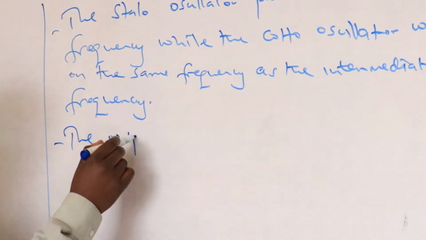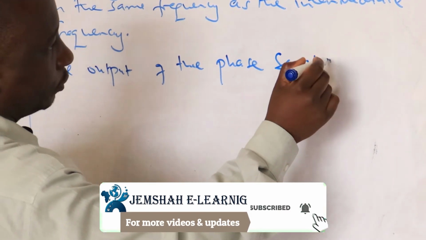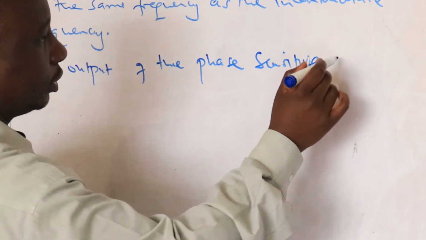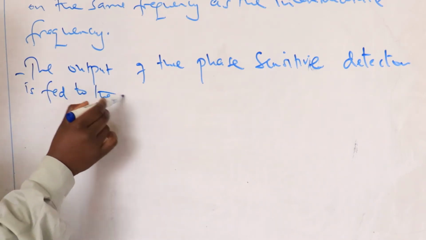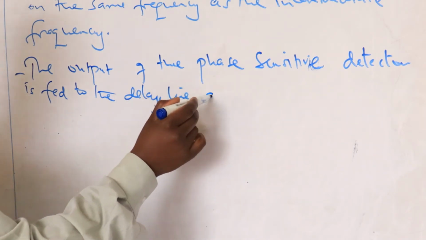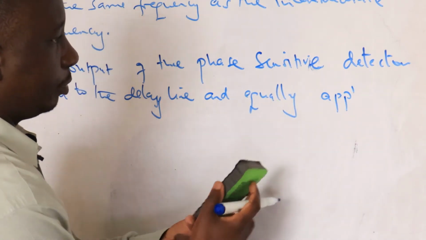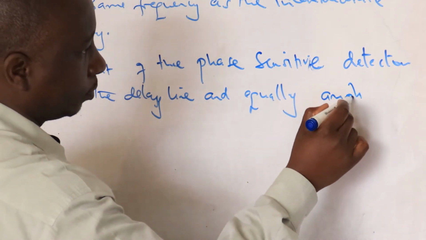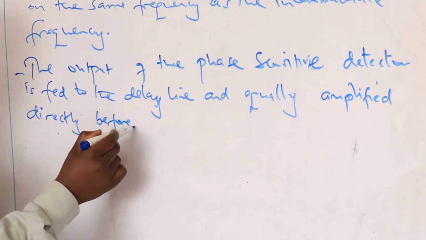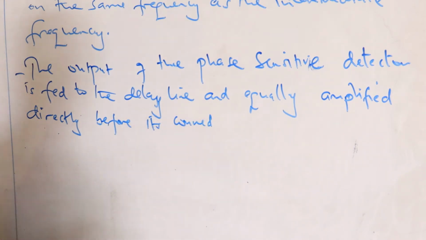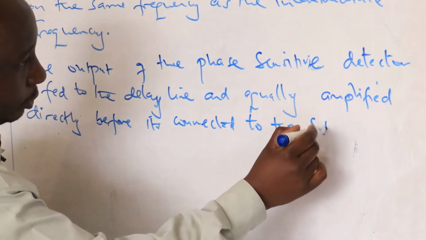So the output of the phase sensitive detector is fed to the delay line and equally amplified directly before it is connected to the subtractor.